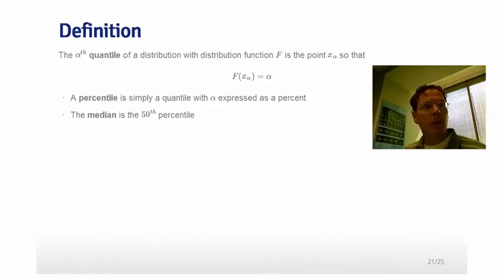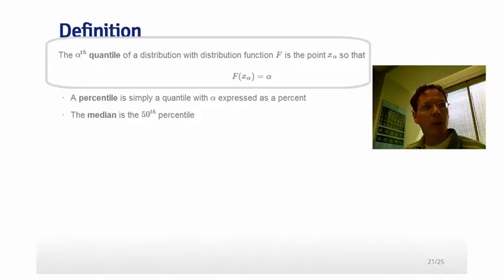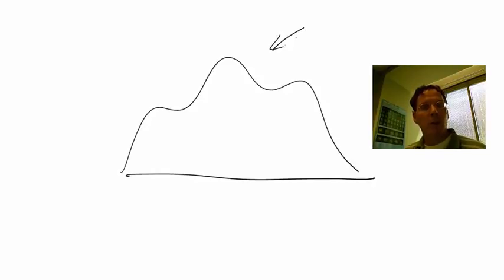The alpha-th quantile of a distribution with distribution function F is the point x_alpha such that F of x_alpha equals alpha. That's quite a tongue twister, so let's see if we can draw a picture. If we were to draw a density, f of x, the distribution function evaluated at x is the area below the point x, which is the probability that a random variable from this population is less than or equal to x.